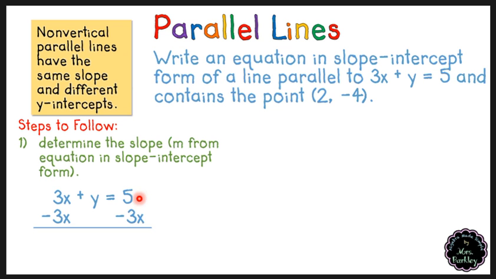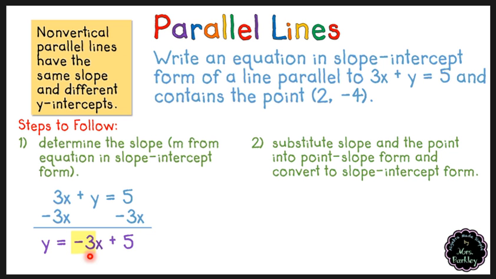So we would subtract 3x from both sides, and we would have y equals -3x plus 5. From this equation, we can see that our slope is -3. And so now we are going to substitute our slope and the point into point-slope form. So when we do that, we would have y minus our y sub 1 value, which is -4, equals the slope of our line that we're making this parallel to, which is -3, and in parentheses x minus our x sub 1 value of 2.